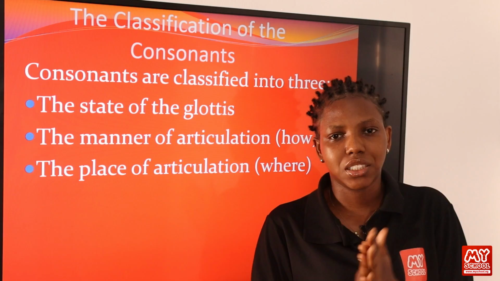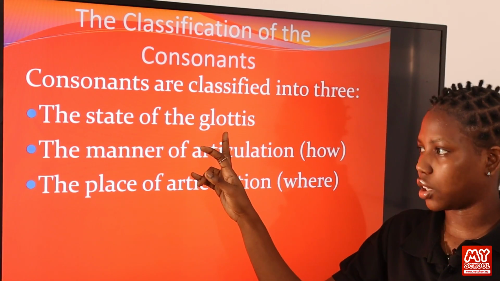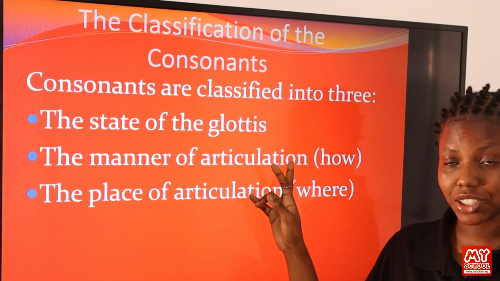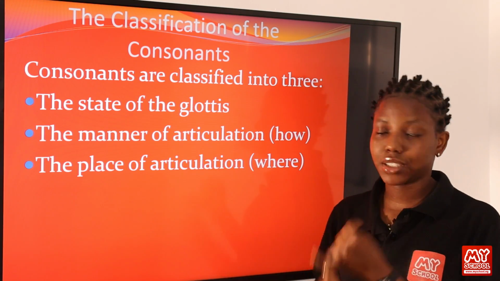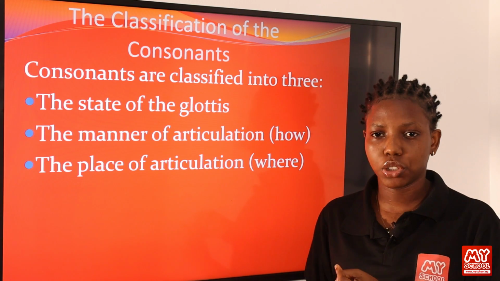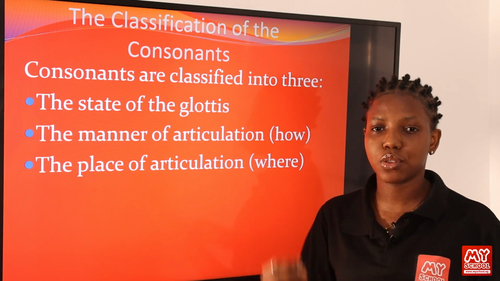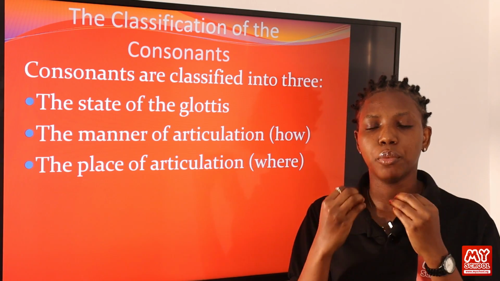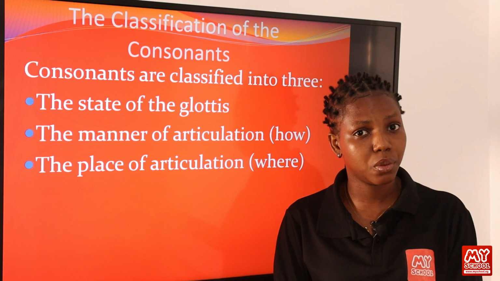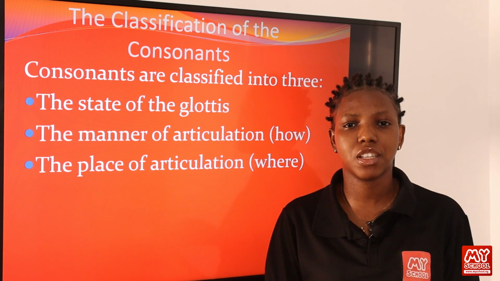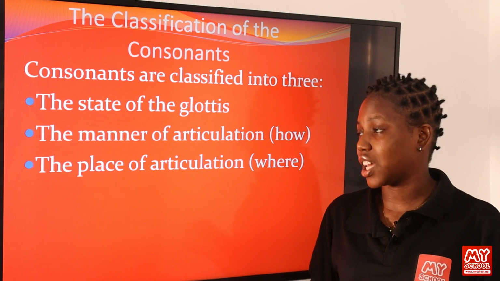Now, consonant sounds are classified into 3 parts. We have the state of the glottis, the manner of articulation, and the place of articulation. So consonants are classified into 3. The state of the glottis, the manner of articulation, which means how the sounds are produced. The place of articulation is where in this region the production is made. Okay, state of the glottis is something we are familiar with. If you've been following my videos, you are familiar with the state of the glottis, but we'll explain that again. Okay, so let's start with the first classification.